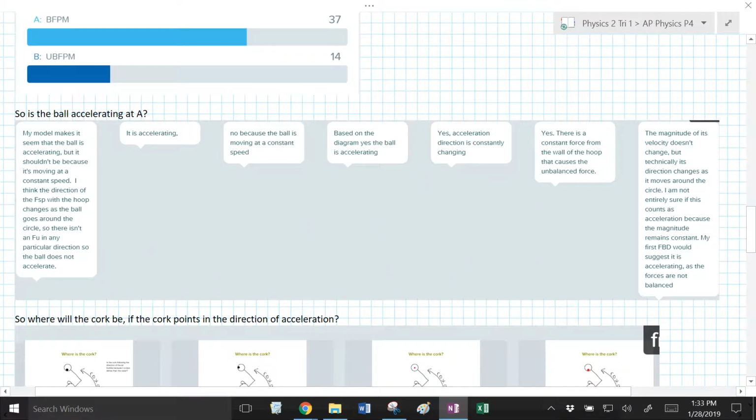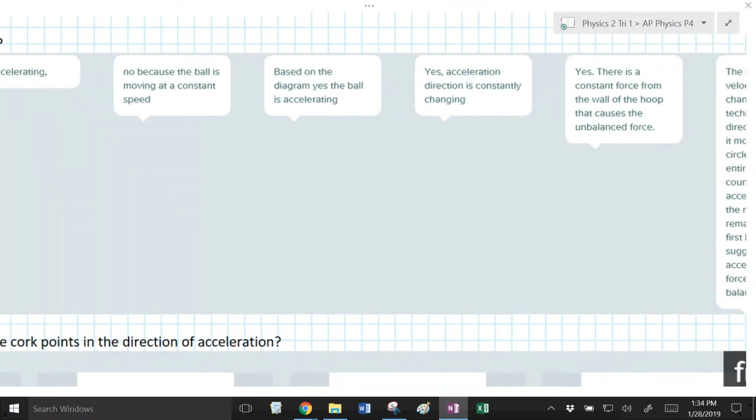And there were some really great insights offered as to the question about, well, is it accelerating while it's in the hoop, okay? And I really appreciate the science of some of these folks here. They're explaining that it kind of goes against what their intuition is, but the diagrams surely seem to indicate that, yeah, it must be accelerating. So over here, magnitude of the velocity doesn't change, but technically its direction changes as it moves around the circle. I'm not entirely sure if that counts as acceleration because the magnitude remains constant. The first free body diagram would suggest it is accelerating as the forces are not balanced. And so that's it exactly.